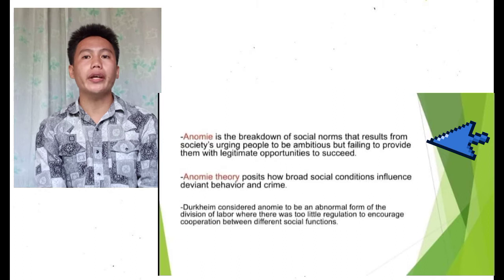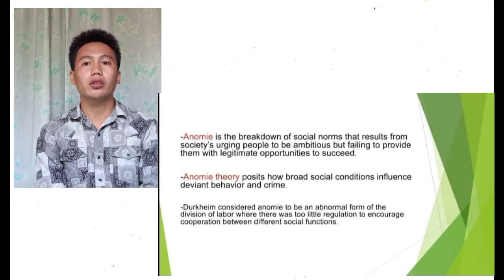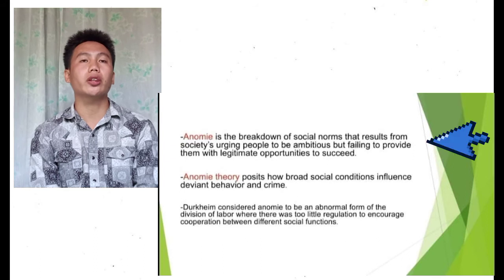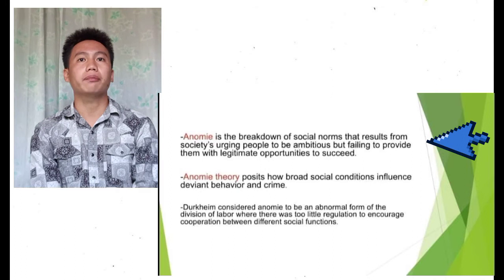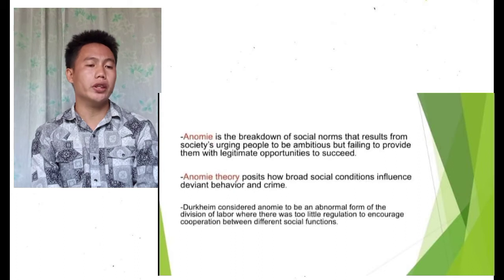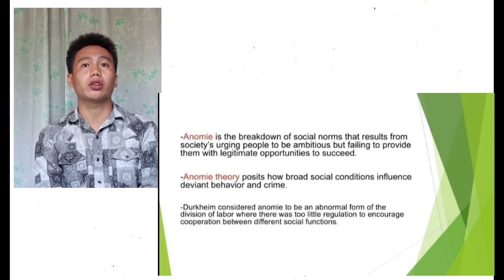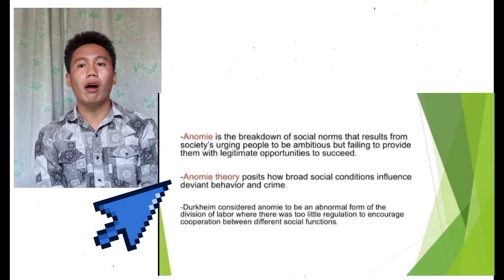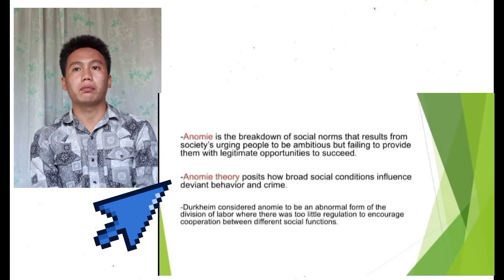Anomie theory is the breakdown of social norms that results from society urging people to be ambitious but failing to provide them with legitimate opportunities to succeed. Nowadays, we are facing a pandemic. Many people, or all people, have dreams or ambitions in life. But many of us didn't succeed because of some reasons. And again, anomie theory posits how broad social conditions influence deviant behavior and crime.